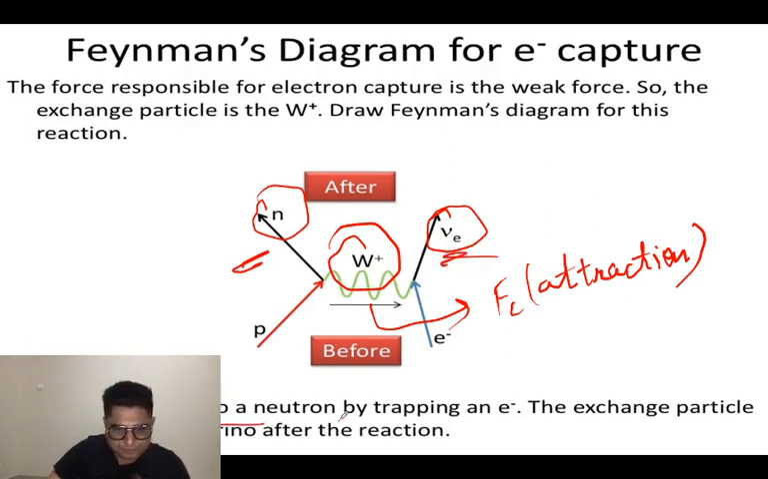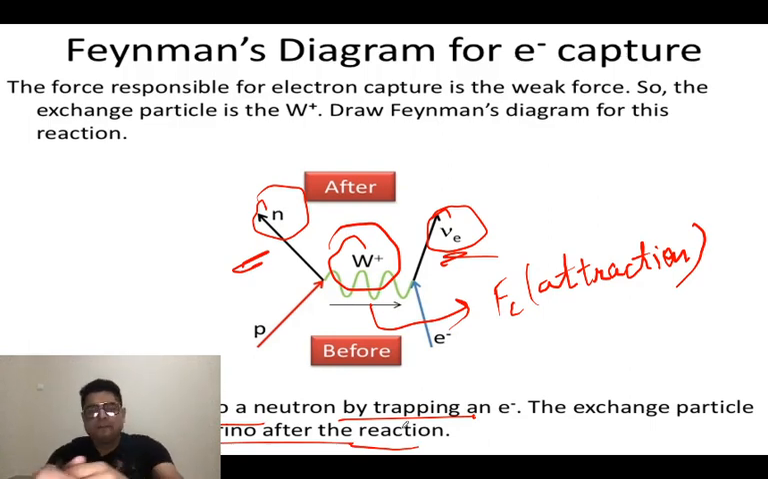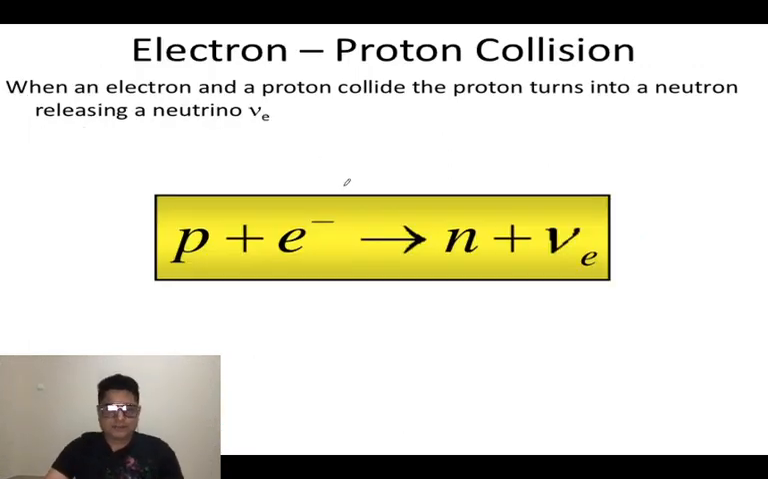Proton turns into a neutron by trapping an electron. The exchange particle W plus leaves a neutrino after the reaction. So that's what I was just trying to mention. So Richard Feynman just made particle physics look like a piece of cake. It's true. That's what I would be mentioning. So this is how I am trying to render a tribute on the grandeur of the 105th birth anniversary of Richard Feynman.